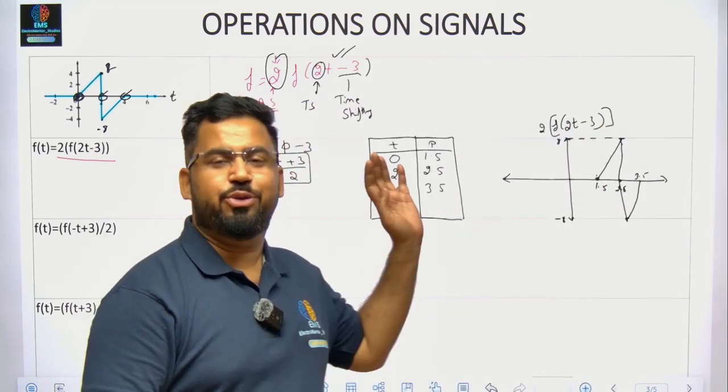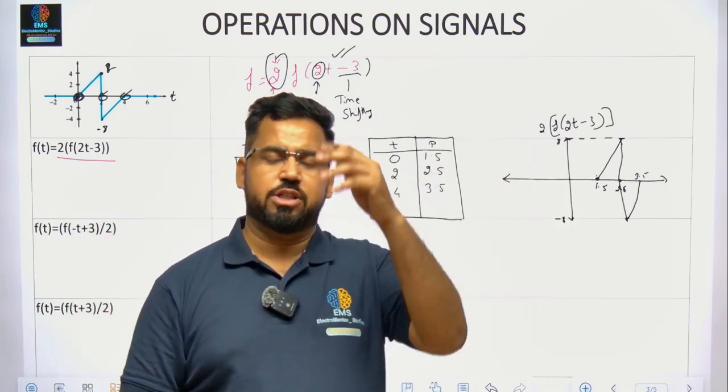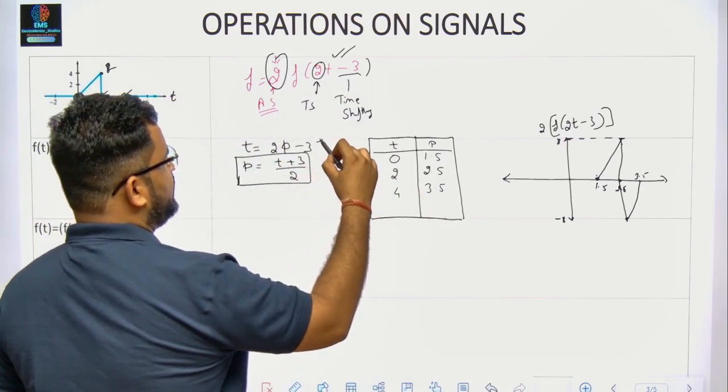Now here, I don't have to remember whether I have to shift left, whether I have to shift right, when I have to reverse, when I have to scale. Simply, mathematically, I've solved this.